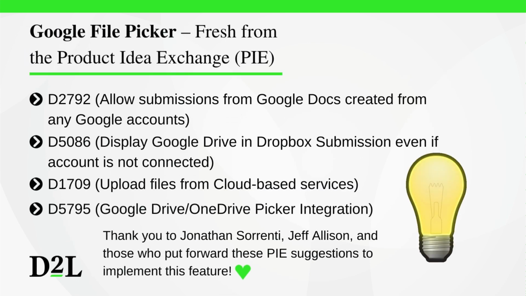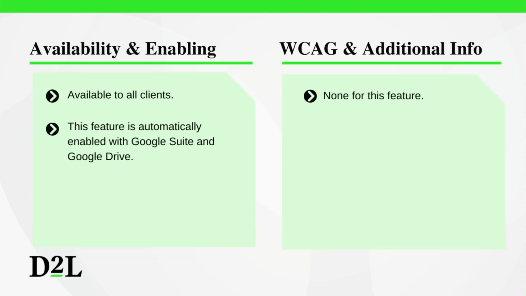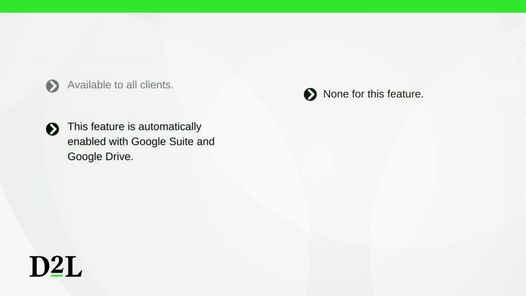The Google File Picker feature implements the following PI items. The 2792, allow Google Docs submissions from any Google account. The 5086, display Google Drive in submissions for all accounts. The 1709, upload files from cloud-based services, and D5795, Google Drive OneDrive Picker integration. Thank you to Jonathan Sorrenti, Jeff Allison, and all those who put forward these PI suggestions to implement this feature. The Google File Picker feature is available to all clients and is automatically enabled with Google Suite and Google Drive.